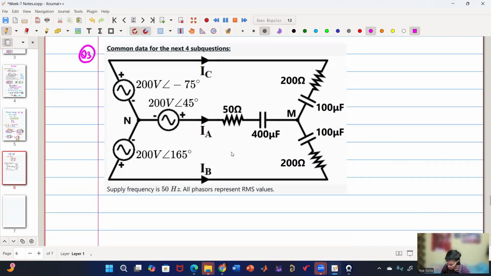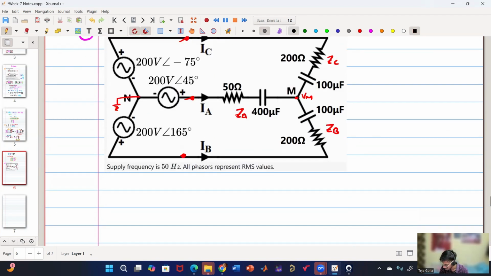So basically what you have to do is, neutral means ground, right? So this is a ground, the reference point. You know this voltage, 200 angle 45. You know this voltage. You know this voltage. And the unknown is Vm, right? Say this is my ZC. This is my ZA, the net impedance. This is my ZB. Apply KCL at this Vm.